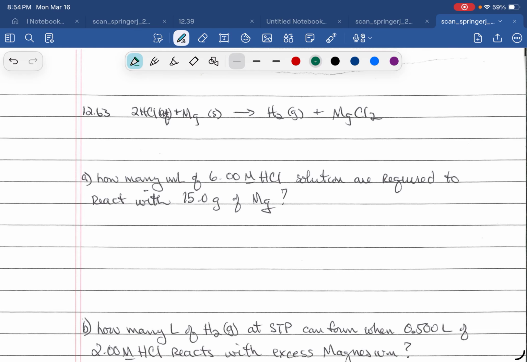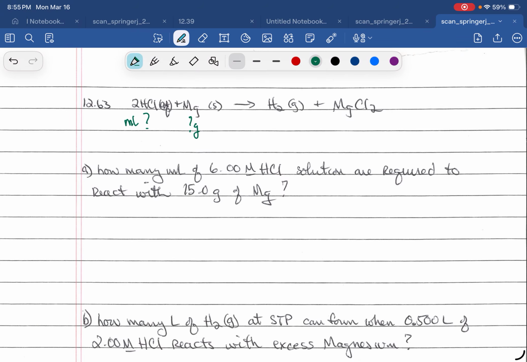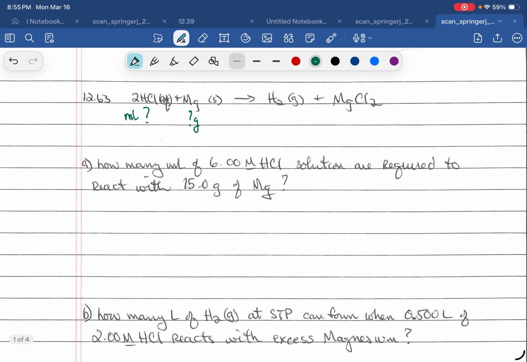All right, so how many milliliters of 6 molar HCl solution are required to react with 15 grams of Mg? So my grams of Mg are my given. I'm looking for milliliters. Oops, I don't need the HCl. Milliliters. So we're trying to find, and we know it's 6 molar. So we'll start with our 15 grams of Mg. Our little track thing here.